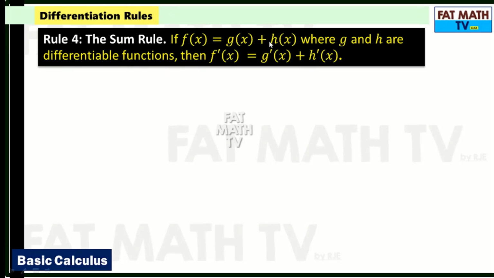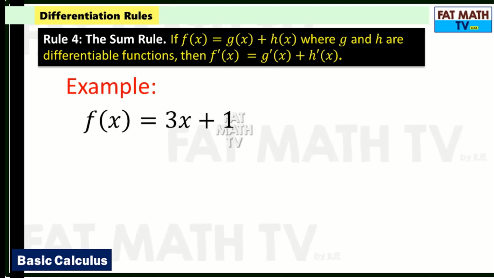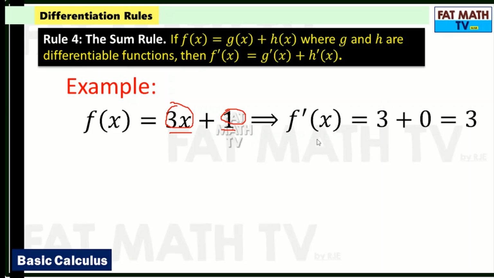And then this can also be extended if you have more terms. Let's say you have 3 terms, 4 terms, 5 terms, and so on. So this still applies. For example, f of x equals 3x plus 1. So we have two terms here, 3x and 1. So if you get the derivative of f of x, get the derivative of 3x and get the derivative of 1. The derivative of 3x is 3 and the derivative of a constant is 0. So 3 plus 0 is 3.